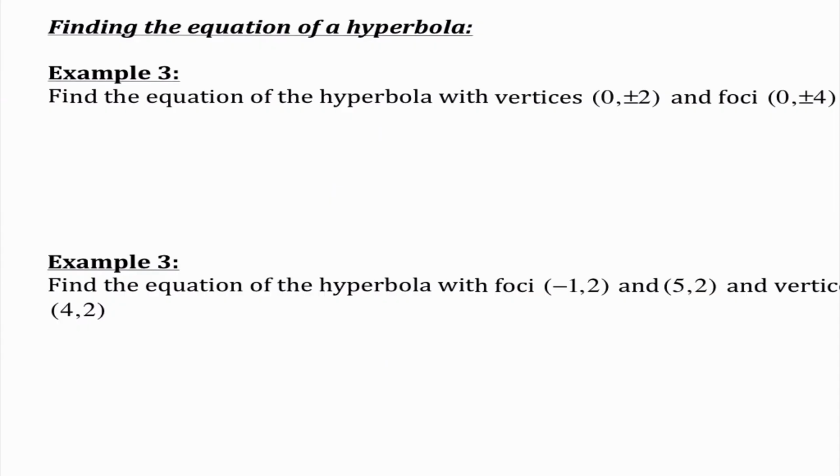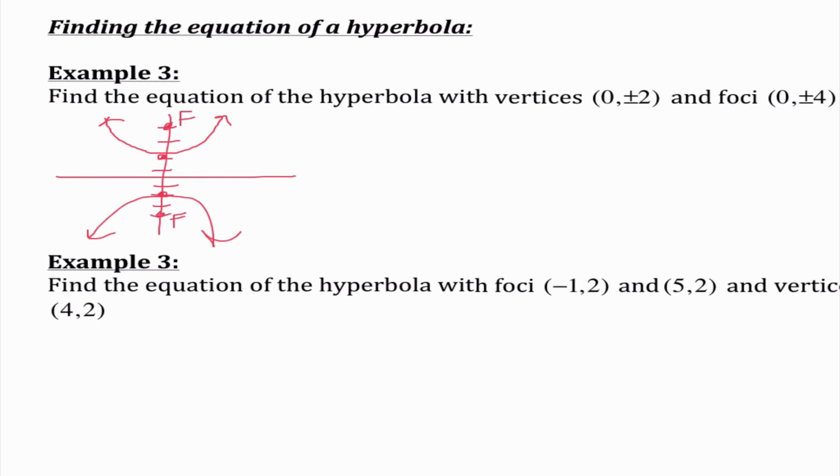Number 3 tells us what the vertices and the foci are. So our motto the other day was, when in doubt, sketch it out or draw it out. So I'm going to start by graphing 0, 2, and 0, negative 2. Now the fact that my vertices are up and down tells me that my parabola has to go up and down. The other thing that I can see is my foci are at 0, 4, and 0, negative 4.